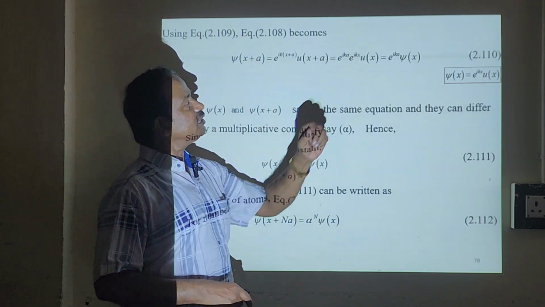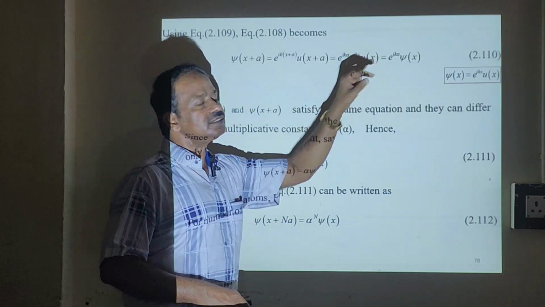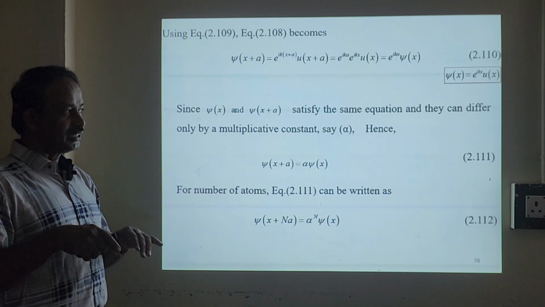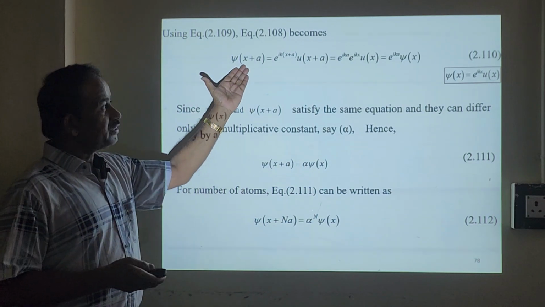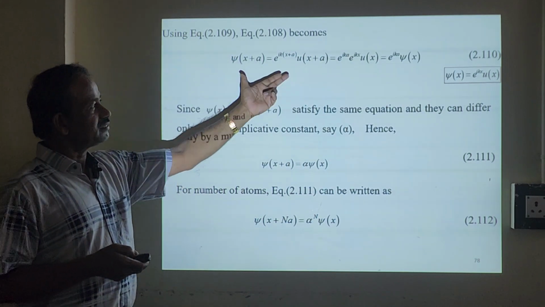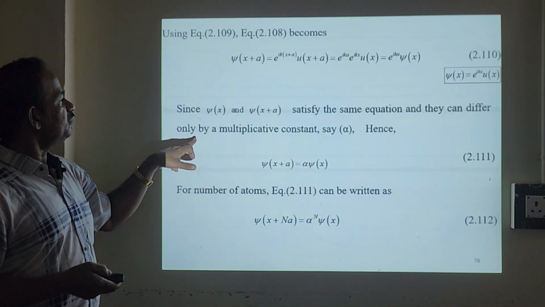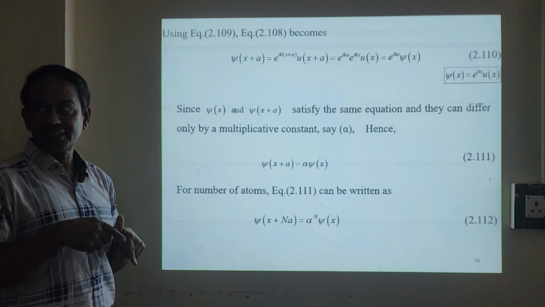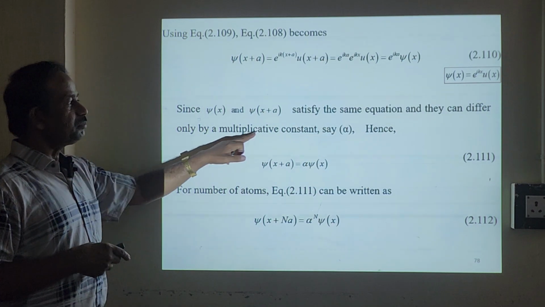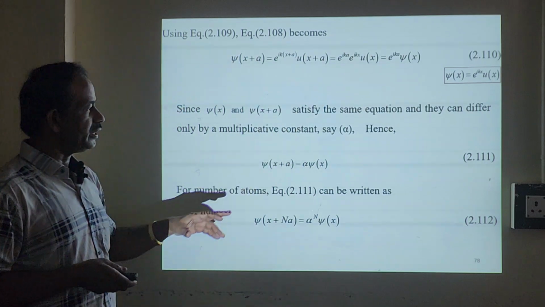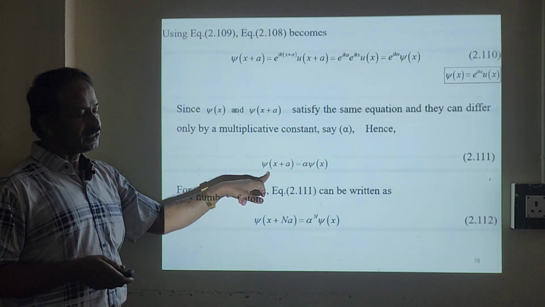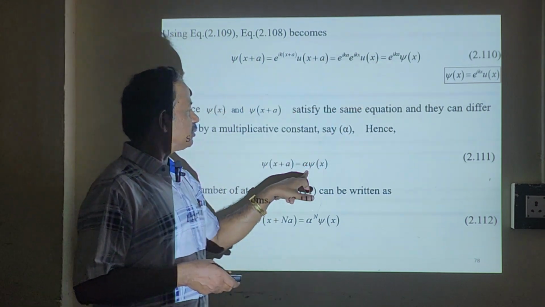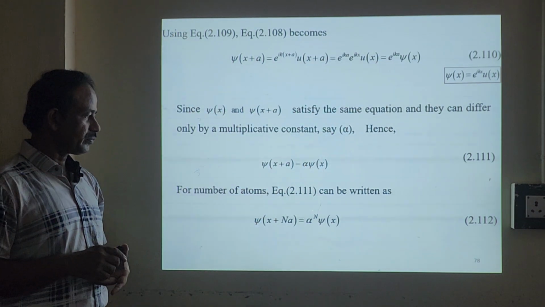So this can be written as e power i k a. The total thing can be written as psi of x. Since psi of x and psi of x plus a satisfy the same equation, they differ only by the multiplicative factor e power i k a. So we can write psi of x plus a equal to alpha psi of x. We are going to consider this multiplicative factor as alpha.